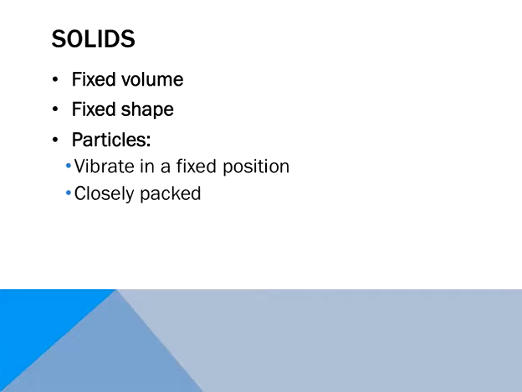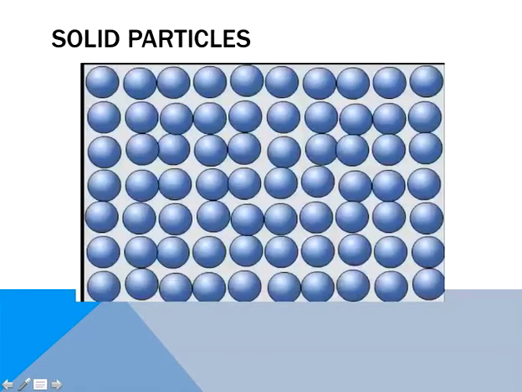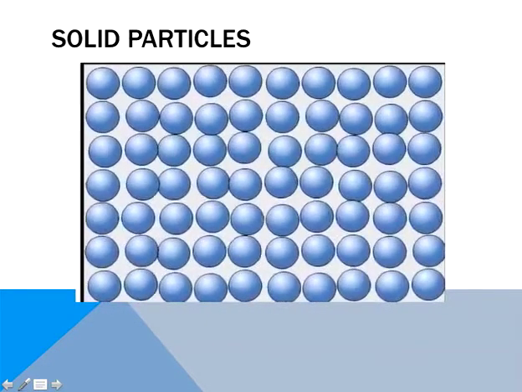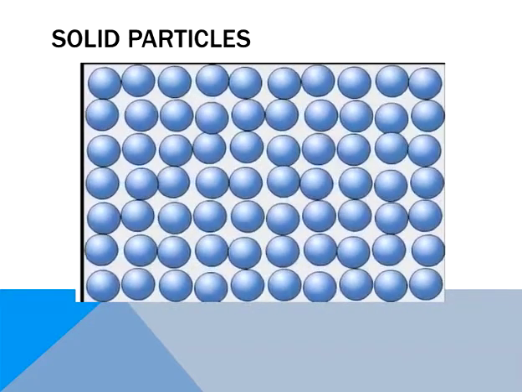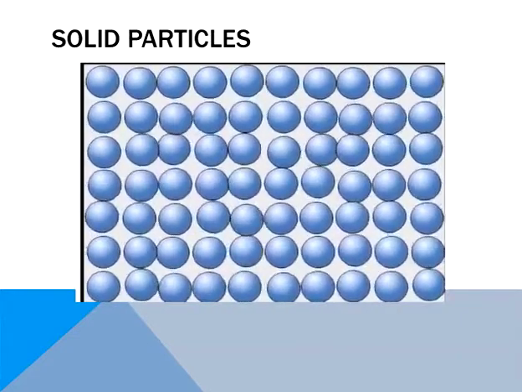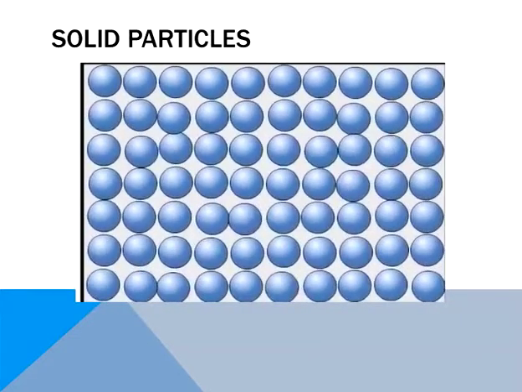But the particles in a solid are moving. They're vibrating in a fixed position and they're really tightly packed. I like to say that it's like a bunch of people sitting in a movie theater. They're all moving and wiggling and fidgeting, but they don't actually get out of their seats. The same is true for the particles in a solid. They're moving, but they don't actually move out of their place. So this video here shows an example of what the particles in a solid would look like.